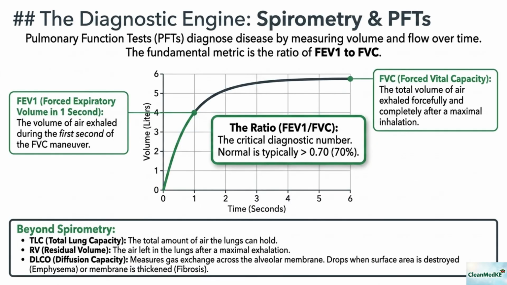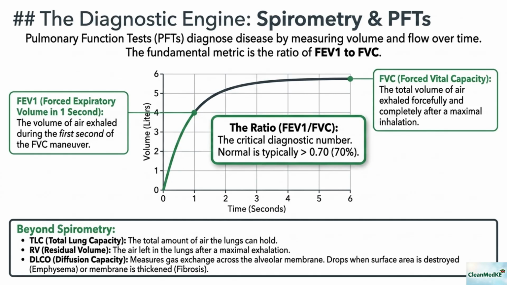To differentiate these, we use the Diagnostic Engine, Pulmonary Function Tests, PFTs. The fundamental metric we track is the ratio of FEV1, the volume of air exhaled in the first second, to FVC, which is the total volume exhaled forcefully after a deep breath. A normal ratio is typically greater than 0.70.